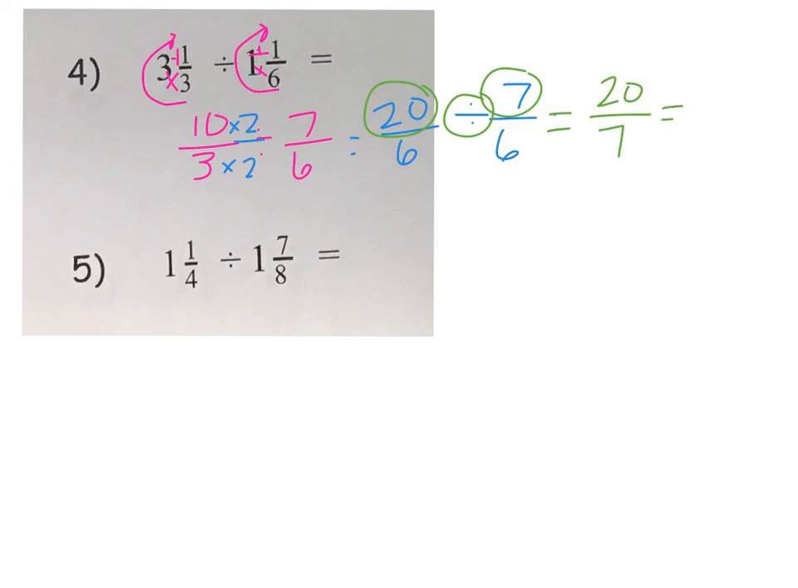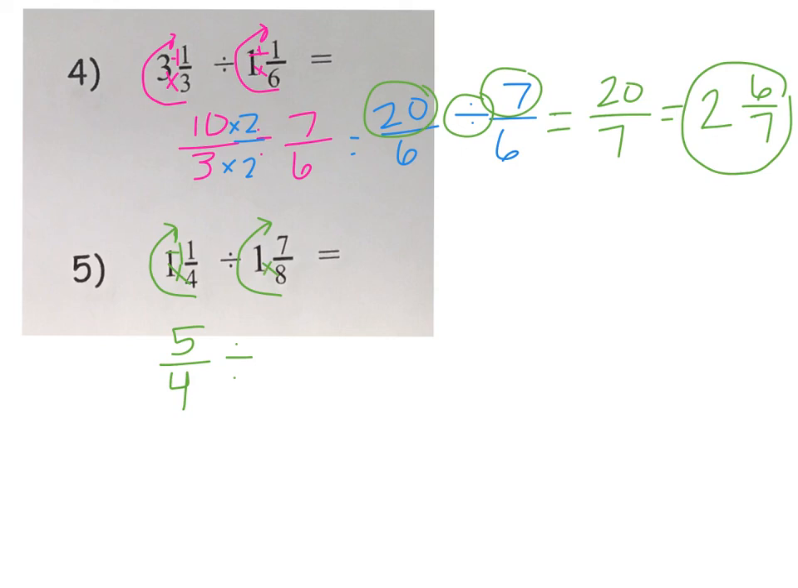So 7 comes out of 20 2 times. That would be 14. 20 minus the 14 gives me 6 left over out of my 7. 2 and 6/7 is what we should have gotten for number 4. And number 5, also let's make this improper. So 4 times 1 is 4, plus 1 is 5 fourths, divided by, make this improper, 8 times 1 is 8, plus 7 is 15 eighths.